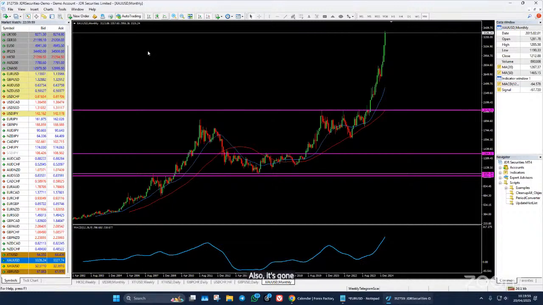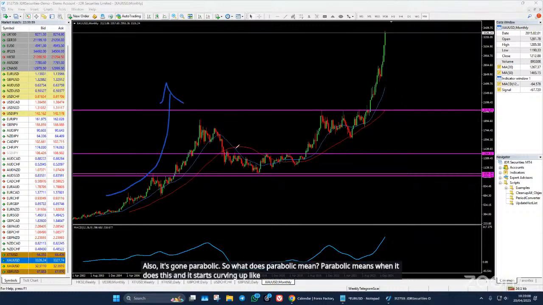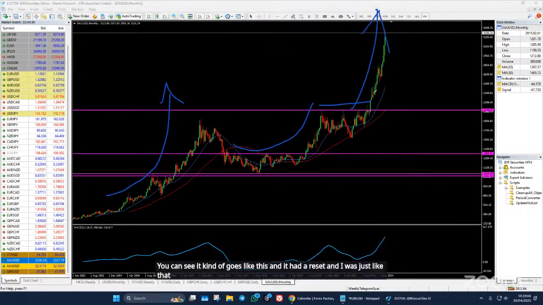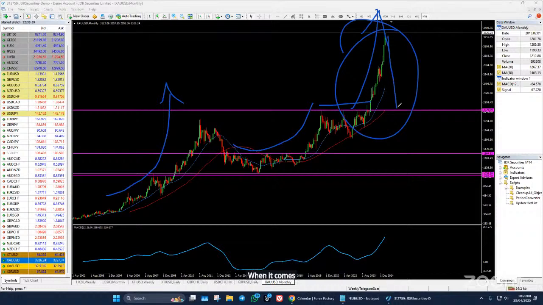Also, it's gone parabolic. So what does parabolic mean? Parabolic means when it does this and it starts curving up like that. You can see it kind of goes like this, then it had a reset, and now it's just like that. So this is 100% bubble territory. When it comes back, if it does, it could be quite a strong correction.